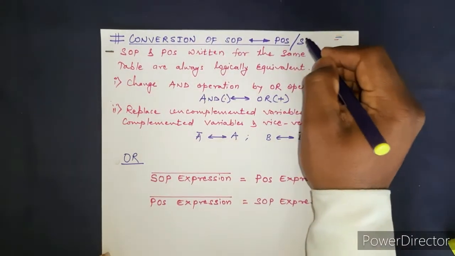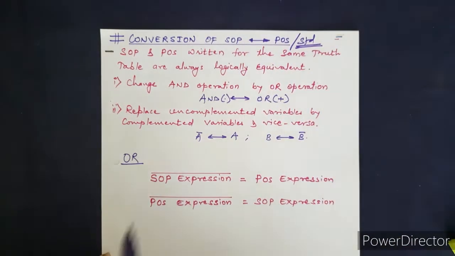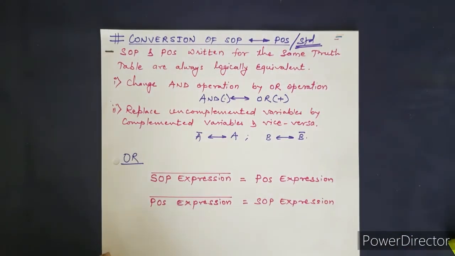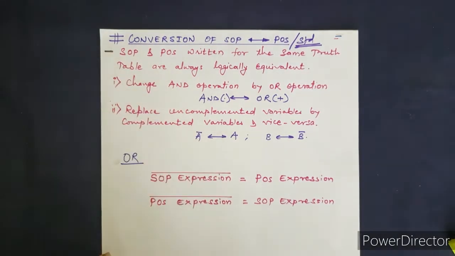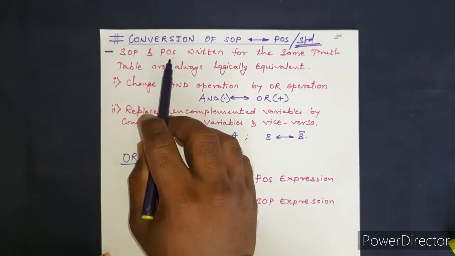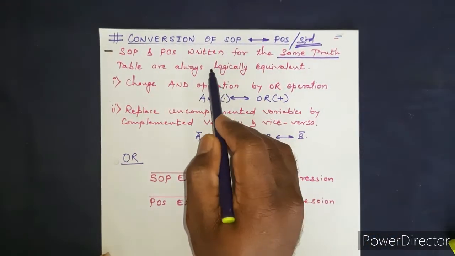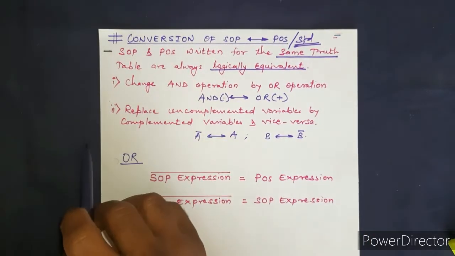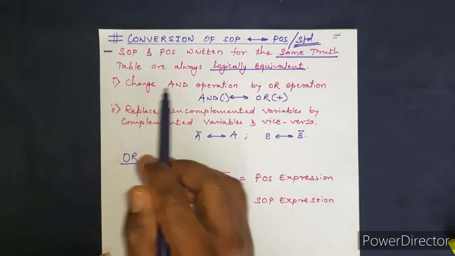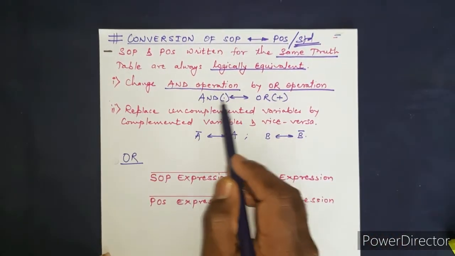Here we are talking about standard form: standard POS into standard SOP, and standard SOP into standard POS. It is very easy. As we have seen in the last lecture, the SOP and POS written for the same truth table are always logically equivalent. So we have proved their equivalence. The very first step is to replace your ANDing operation by OR operation or vice versa.